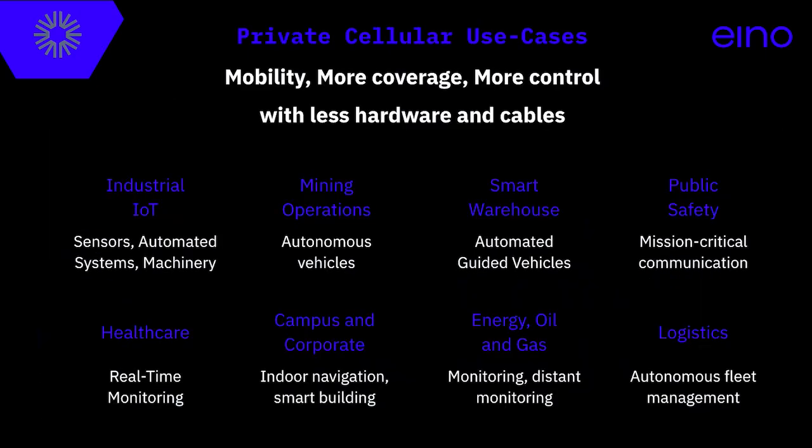But when we talk about any technology, the first question is why use that technology? Basically, what are the use cases there? For private cellular, we could think about the cases that we have mobility and the cases that we want to provide more coverage and more control with less hardware and less cabling. So you could think about an industrial IoT. If you have a manufacturing facility, if you have a warehouse, you have autonomous lift trucks that are moving around. That would be a good use case that you have there.